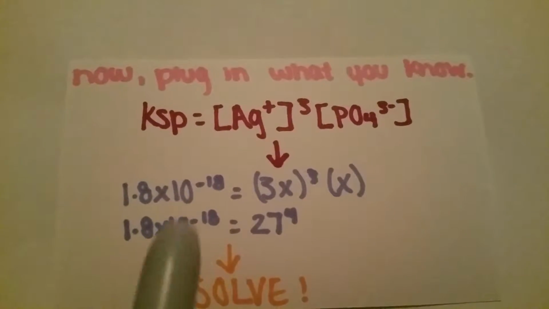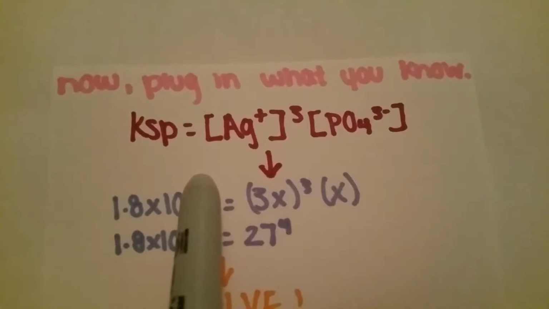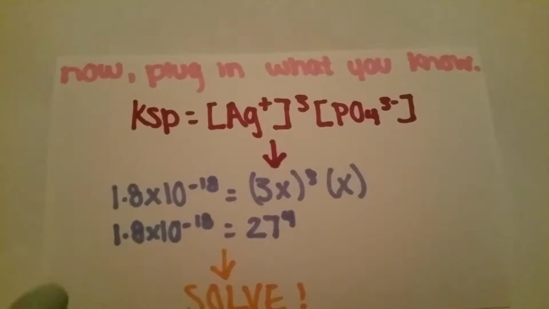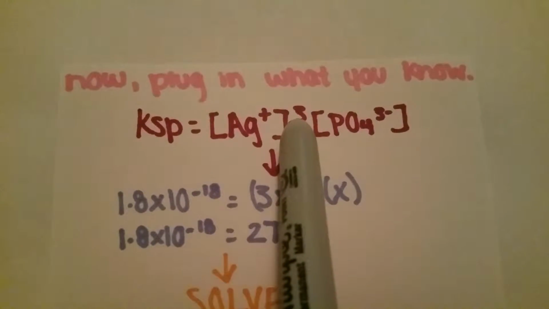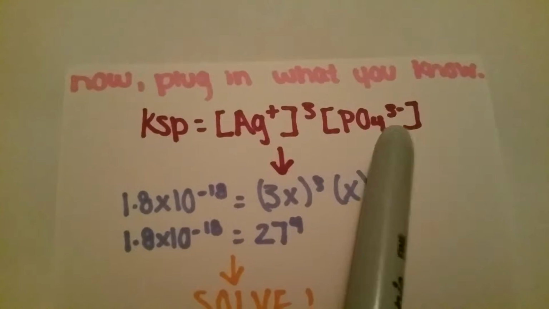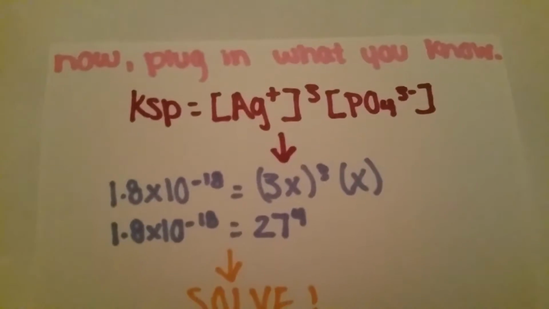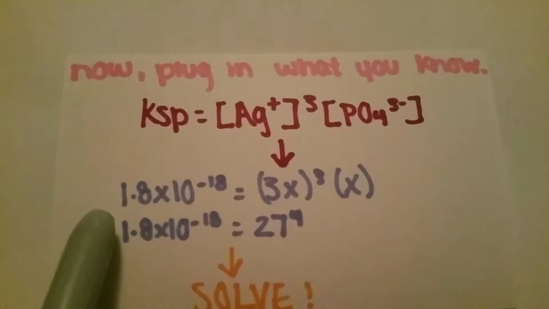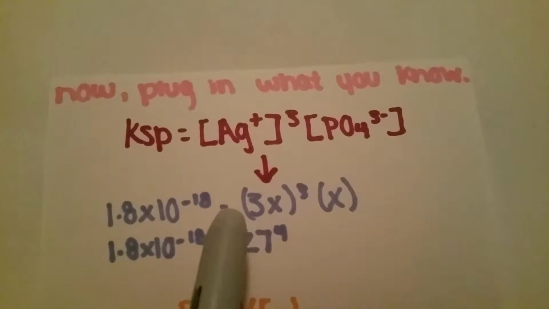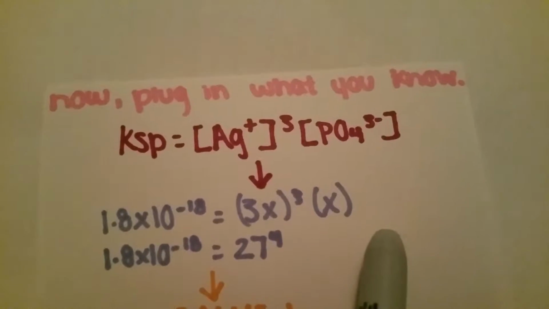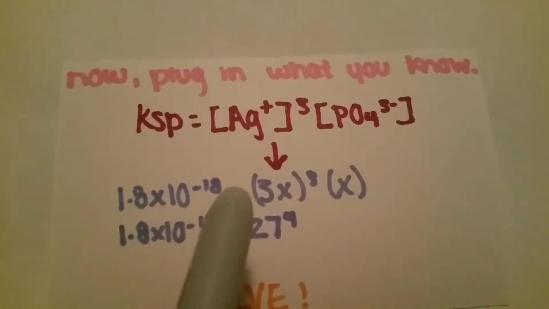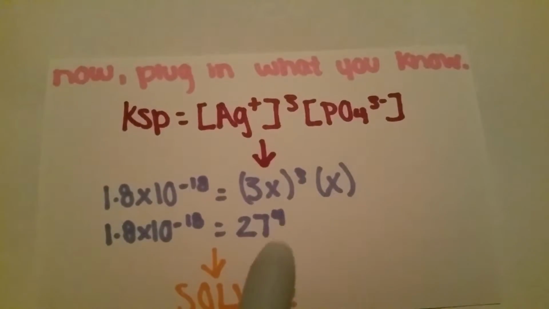Since we already established that Ag and PO4 should go in these brackets, all we need to do is plug in what we know from our chemical equation. So Ag to the third power, because we decided that 3 moles of it will be ionized, and PO4 to the first power because only 1 will be ionized. So 1.8 times 10 to the negative 18, which is our Ksp, should be equal to 3x to the third power times x. Now 1.8 times 10 to the negative 18 equals 27x to the fourth power.